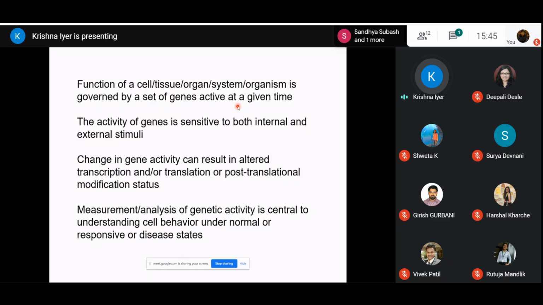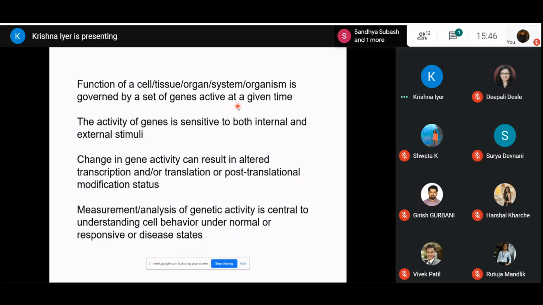We also have to realize that the expression of genes, or the activity of genes, is sensitive to both internal and external stimuli. Internal stimuli like hormone signals, autocrine, paracrine, endocrine, and external stimuli like infections, pathogens, exposure to chemicals, and so on and so forth. This change in gene activity as a result of all of these internal and external stimuli can result in altered transcription and then later on altered translation, or even modifications, what is called post-transcriptional and post-translational modification status.